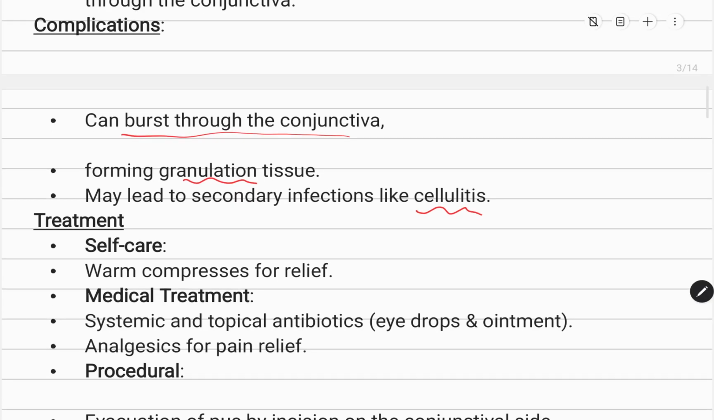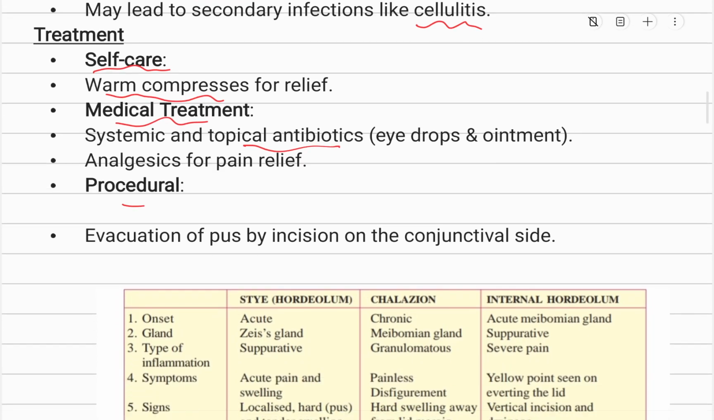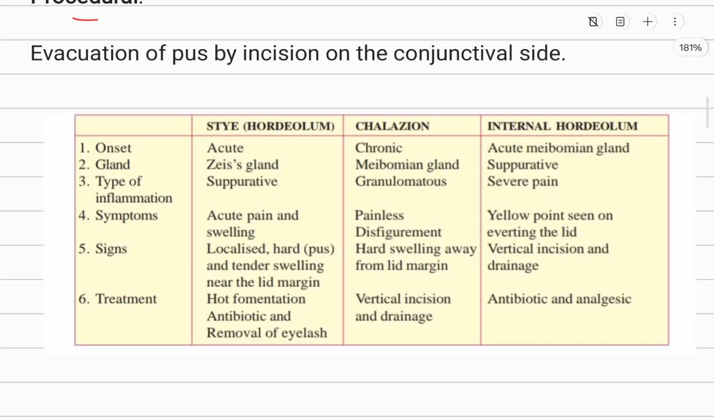Now what is its treatment? Like in Chalazion and hordeolum externum, in this case also self-care, warm compress. Then the other one is medical: we give antibiotics because it occurs due to bacteria. The other is procedure, in which we give the incision as we gave in the case of Chalazion, stye, and this one. Now we will briefly discuss the differences, how we can differentiate between these three.